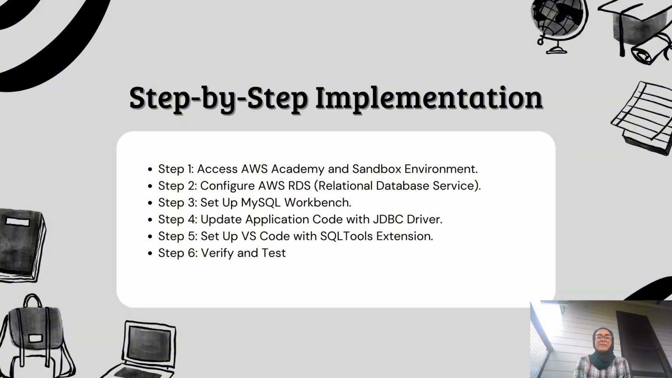First, we accessed the AWS Academy and the Sandbox environment to create resources like the RDS database and EC2 instances. Next, we configured the AWS RDS service by creating a new RDS instance using MySQL as the database engine. We then set up MySQL Workbench on our local machine and created a new connection to the RDS instance using the endpoint, username, and password. After that, we updated the application code to include the JDBC driver for MySQL. Next, we set up VS Code and configured a new connection to the RDS instance for testing purposes. Lastly, we verified and tested the application.